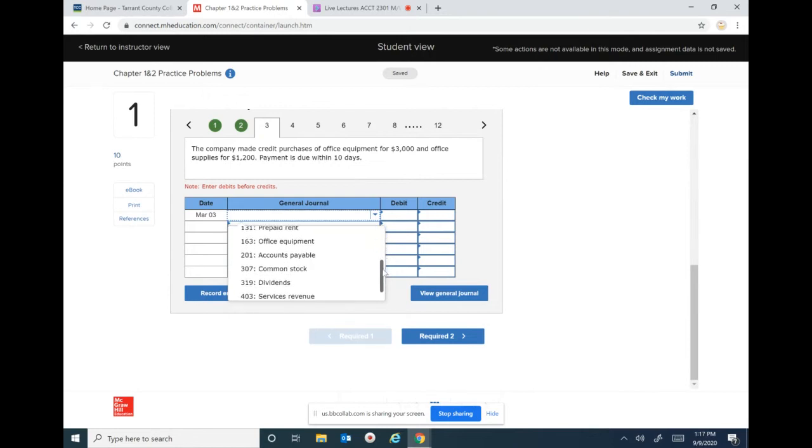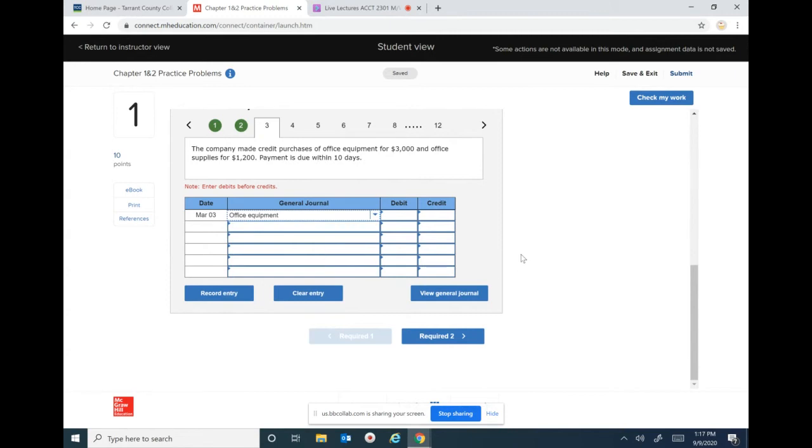I'm scrolling down. I'm going to debit office equipment because it's an asset account. When I add to my asset account, I need to increase it on the left-hand side, or on the debit side. And then I'll also debit office supplies. This is my current asset. I'm spending a little less on it.